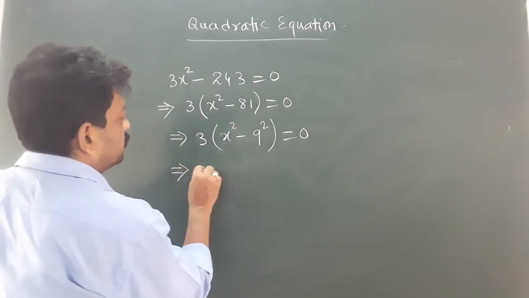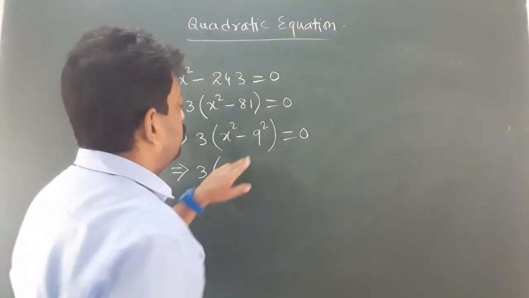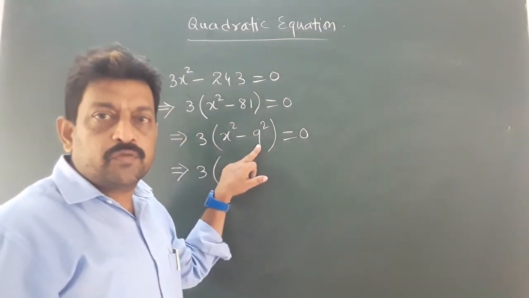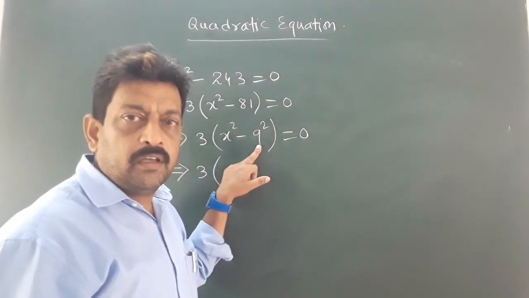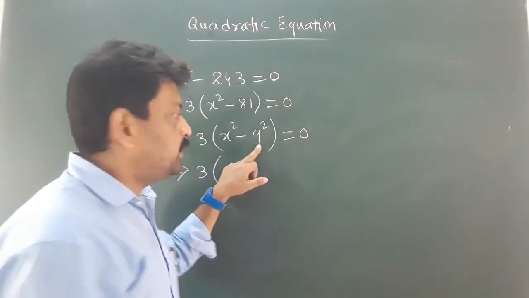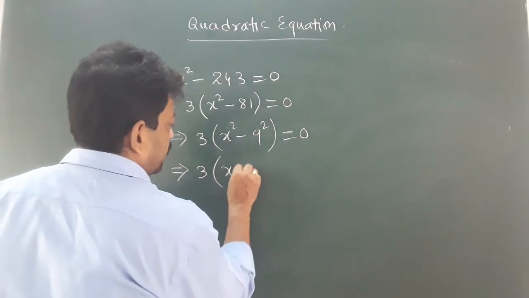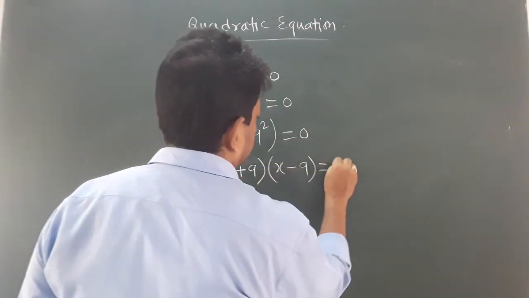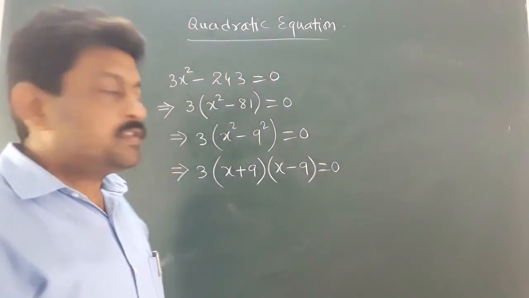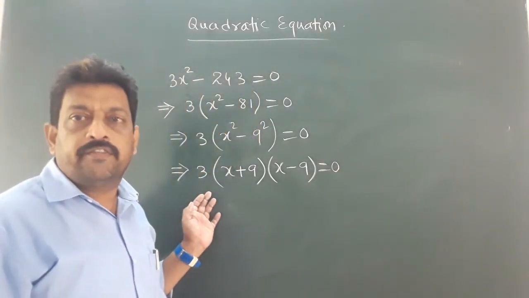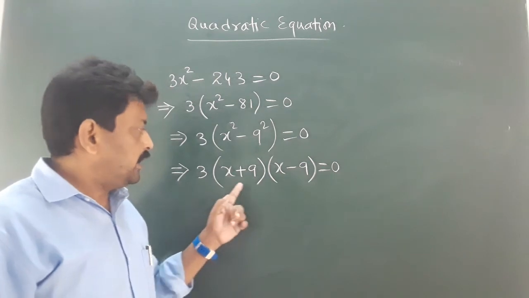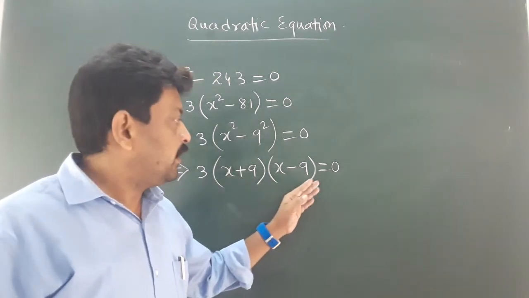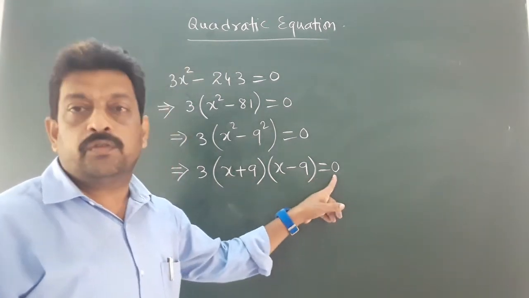This is in the form of the identity a square minus b square, that is a plus b multiplied with a minus b. So x plus 9 multiplied with x minus 9 equals 0. Now students, as you can see, there are three factors, 3, x plus 9 and x minus 9, and the product of these three factors is 0.